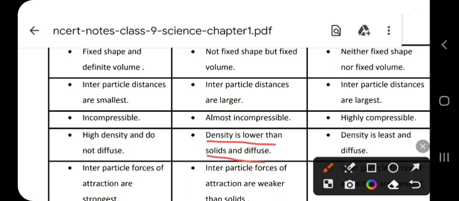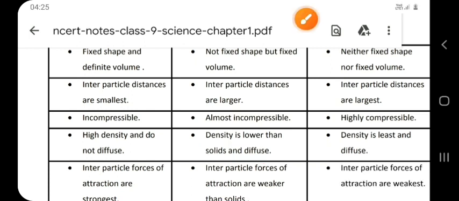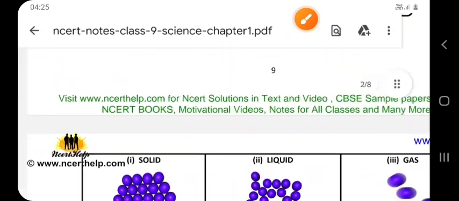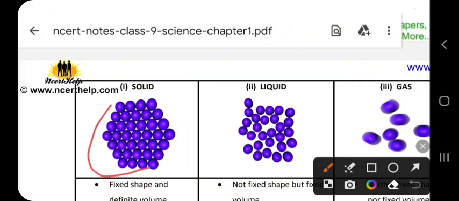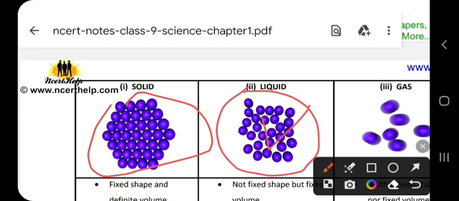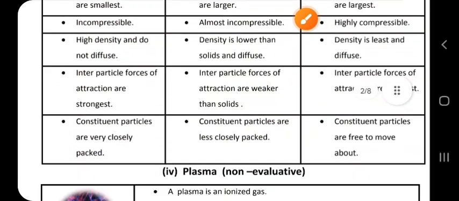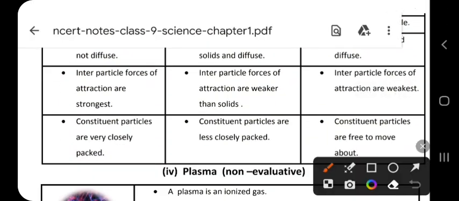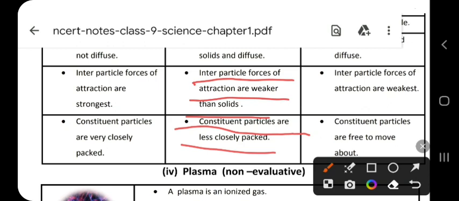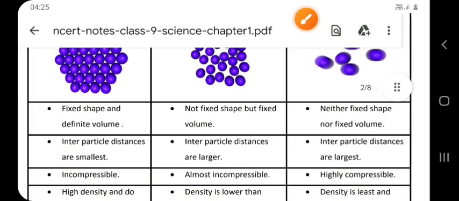It can diffuse. Interparticle force of attraction is weaker than solids. These are the particles of solid. They are very dense, and these are particles of liquid. They can move. Interparticle force of attraction is weaker than solid. Constituent particles are less closely packed. You can see the particles are less closely packed.